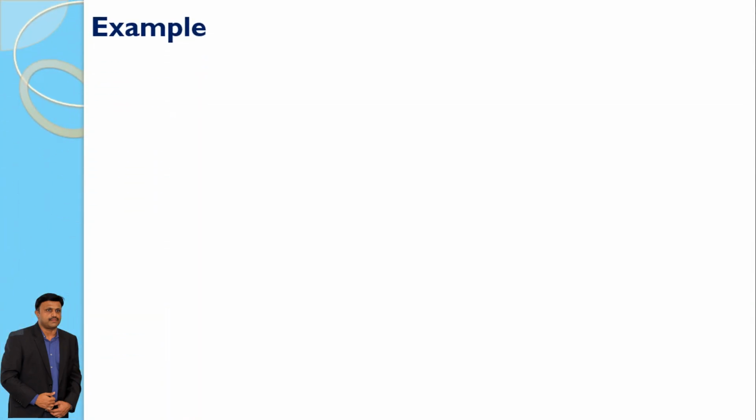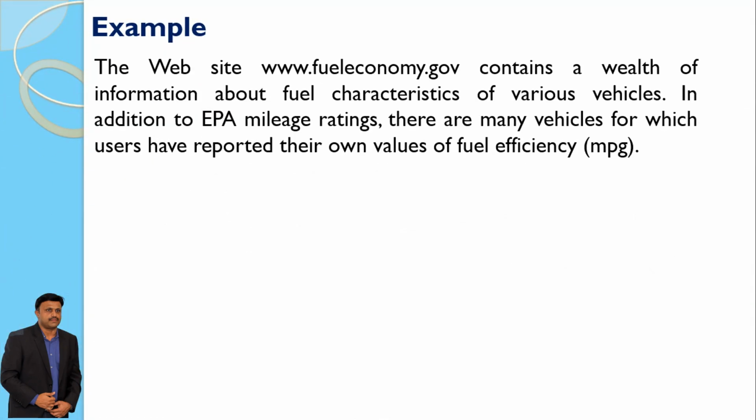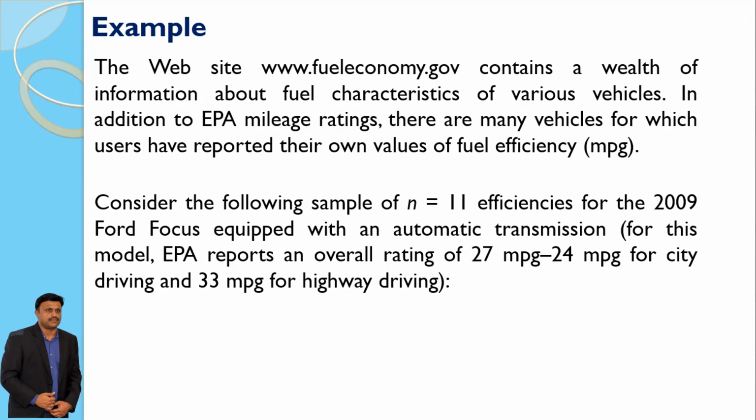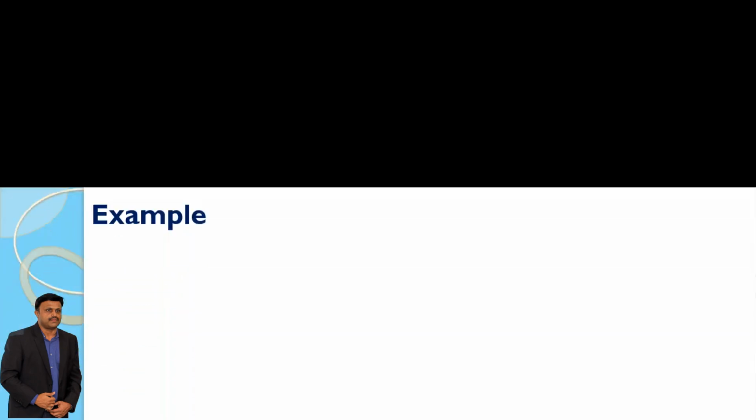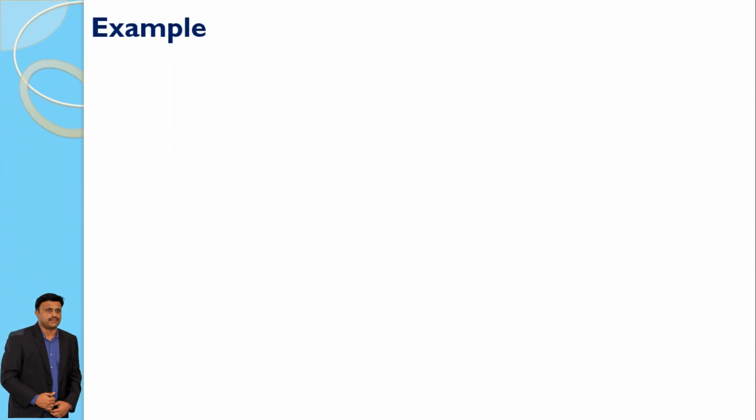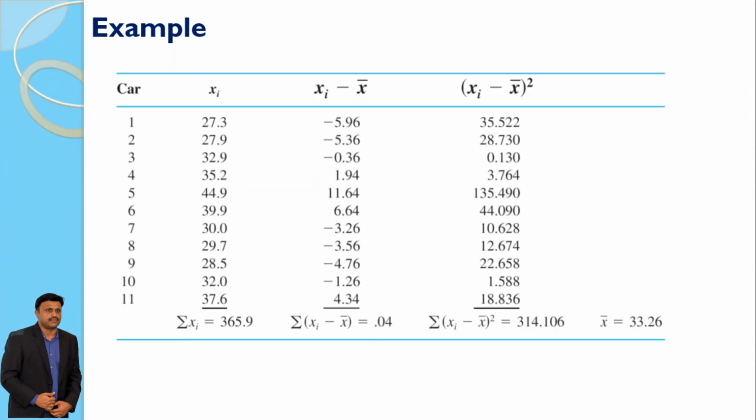The website fueleconomy.gov provides information on fuel characteristics of various vehicles. For example, we consider a sample of 11 fuel efficiencies for the 2009 Ford Focus with an automatic transmission. Here is the data for the 11 cars, including their fuel efficiencies, deviations from the mean, and squared deviations. This data helps in calculating the variance and standard deviation.